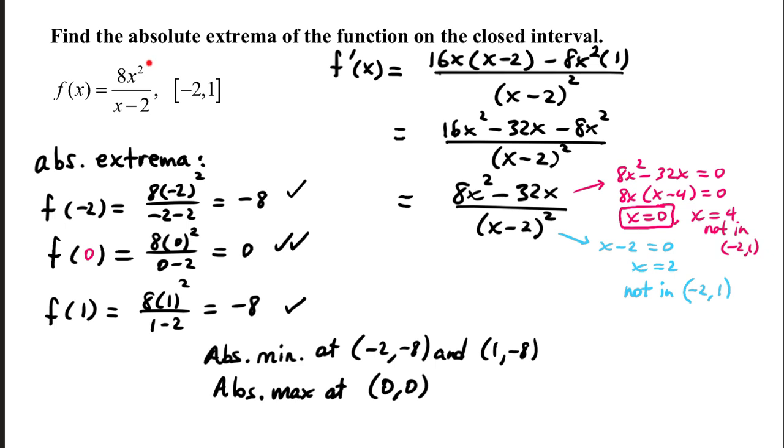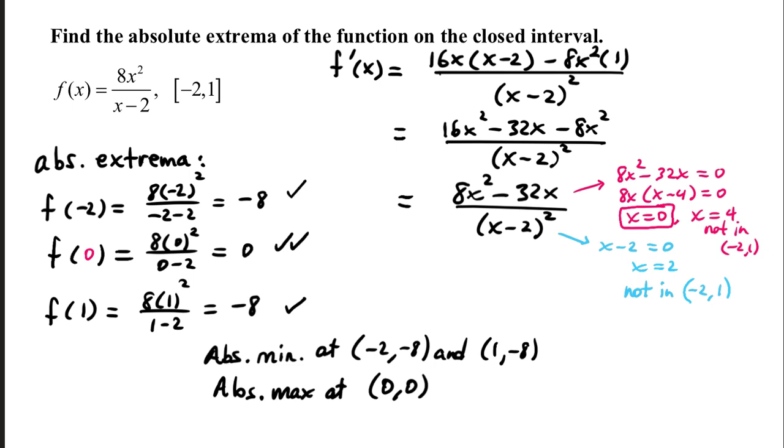First thing we do is we take our derivative. Derivative of the top is 16x times the bottom minus the top times the derivative of the bottom, which is 1, over the denominator squared. Distribute 16x, we get 16x squared minus 32x. This term becomes -8x squared. Combining like terms, we have 8x squared minus 32x over x minus 2 quantity squared.